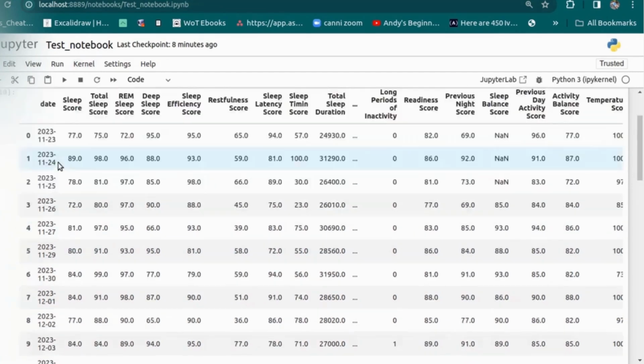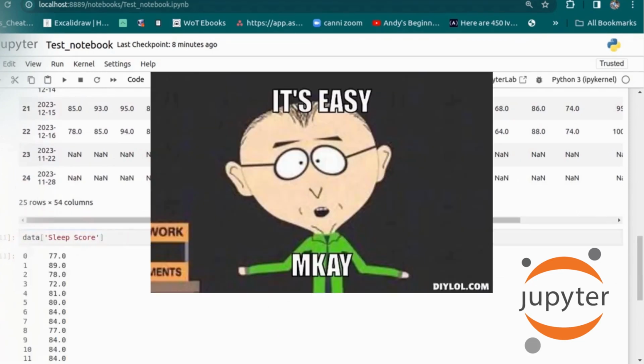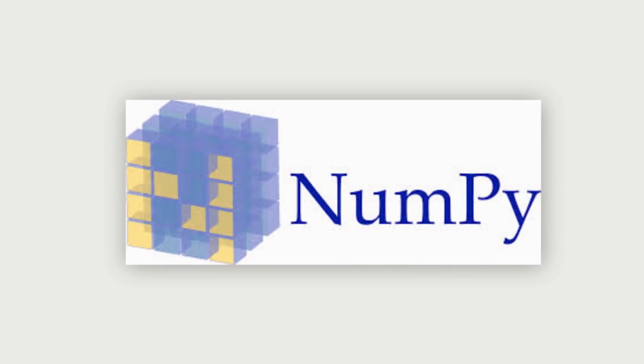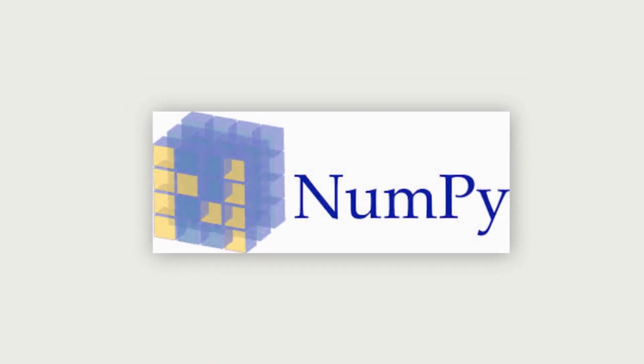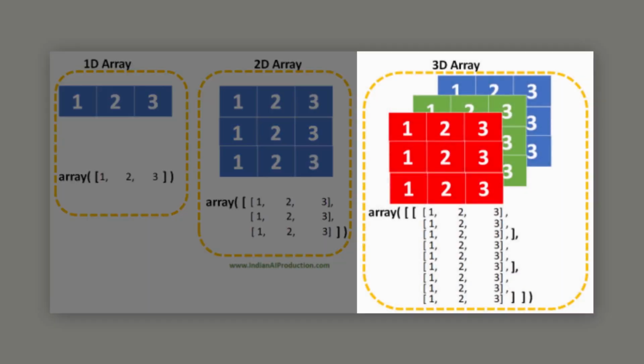Hopefully you have already started using Jupyter Notebooks, but if not, now is the time to start doing so. It will make your life much easier. I also already mentioned NumPy earlier, which is an amazing library for doing mathy stuff in Python, as well as working with arrays, matrices, and higher dimensional objects.